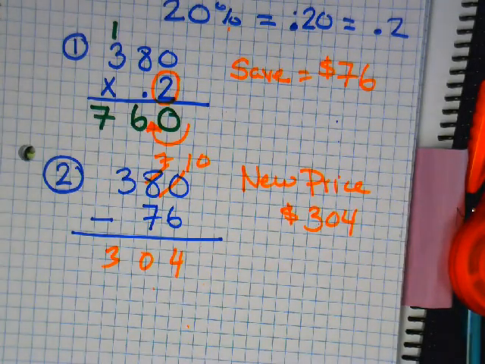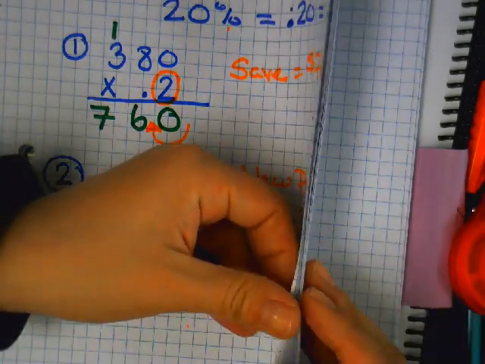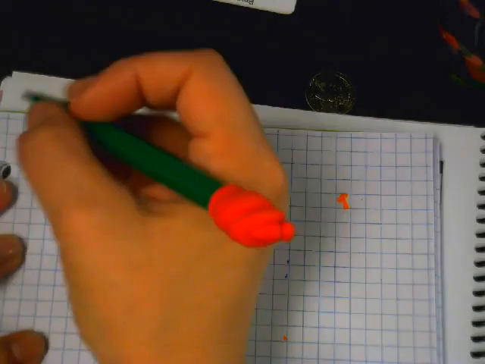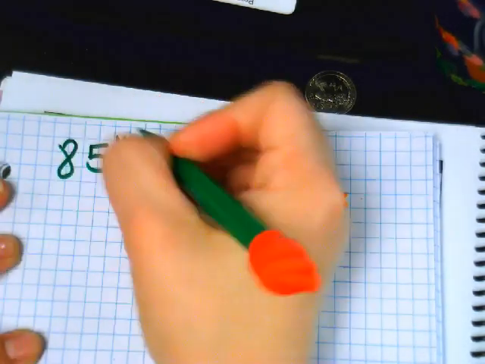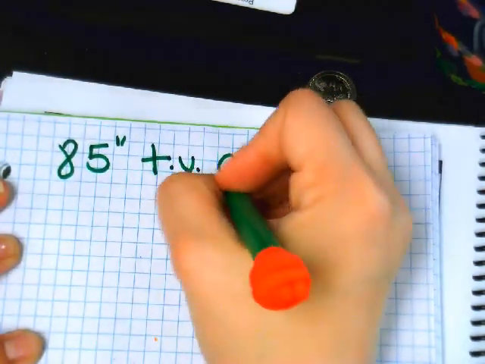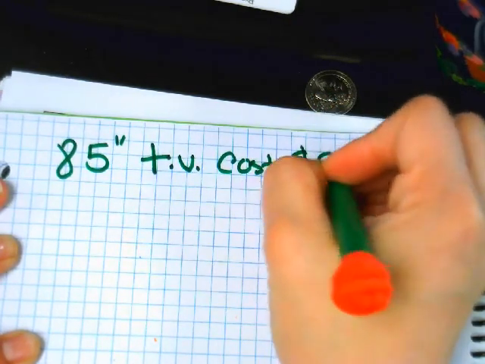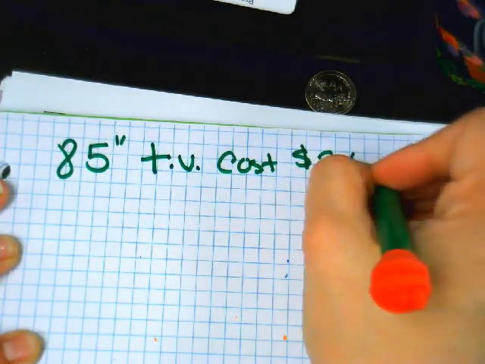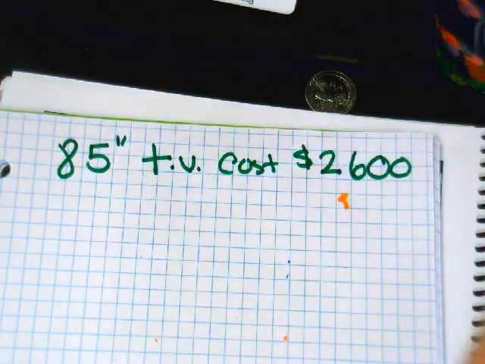Now, I'm extremely grateful for the TVs that we have here in class. You know, we can see the notes from afar. So we're going to say that the 85-inch TV costs $2,600. And we need at least 2.